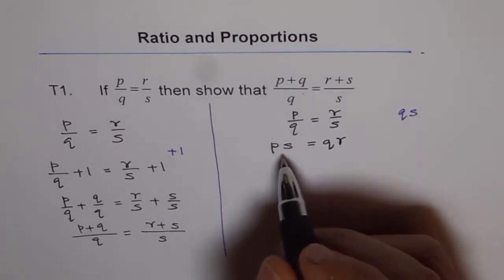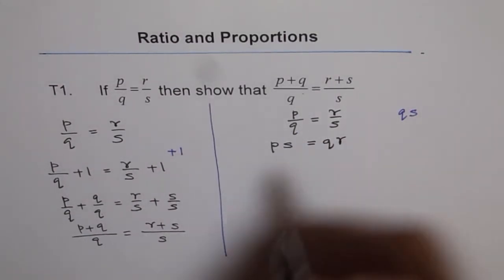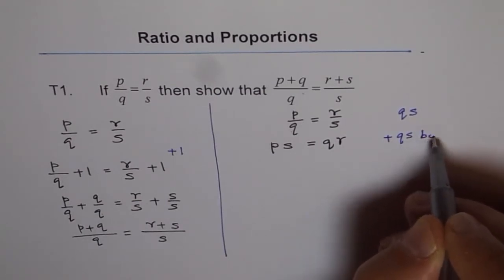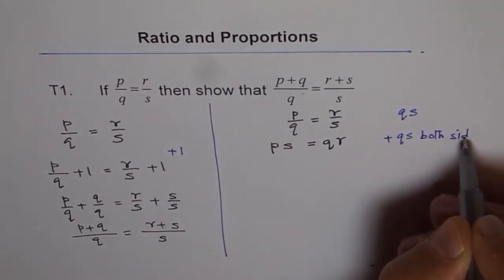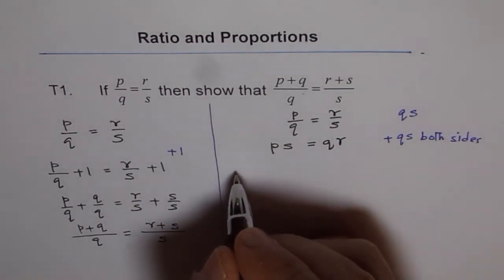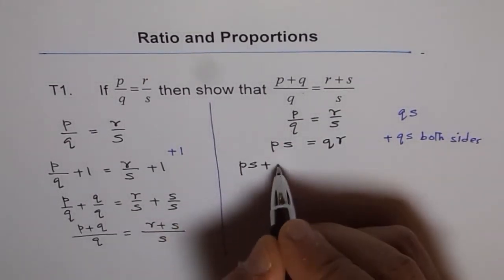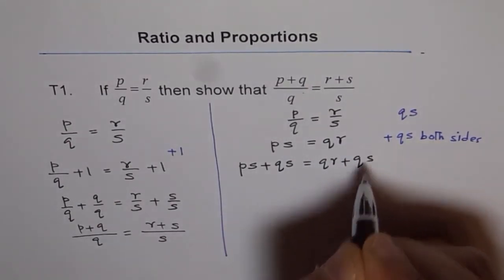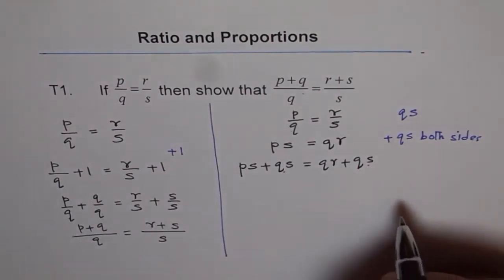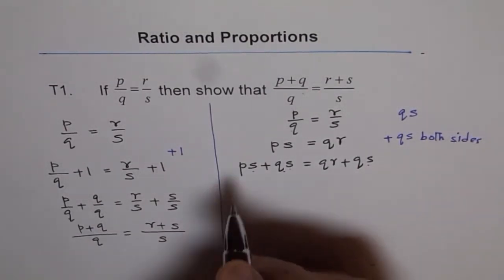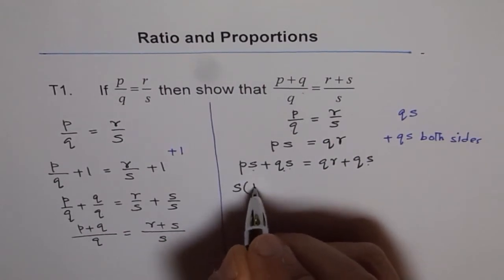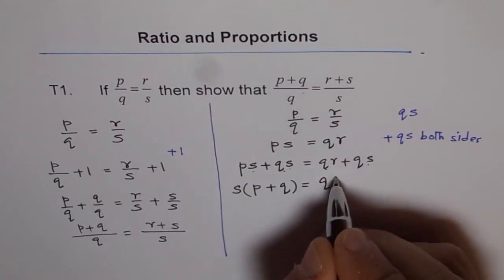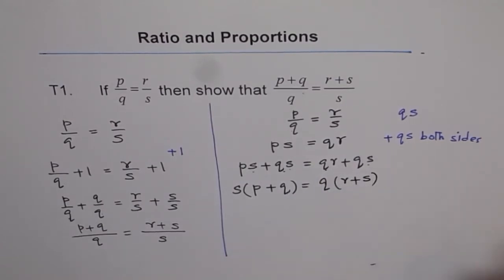Now, from here, let's add QS to both sides. So if I add QS to both sides, I get PS plus QS equals QR plus QS. Now you see S is a common factor here, so I can factor out S and I get (P plus Q) times S. Here Q is a common factor, I can take Q and I get (R plus S) times Q.